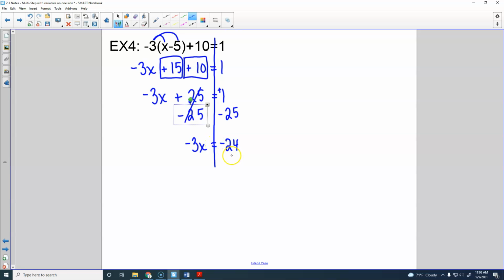And then you divide. Do I divide by 24? No, 3. I divide by the one that's next to the x. So divide by negative 3. And what is negative 24 divided by negative 3, Julian? Positive 8. That's right.